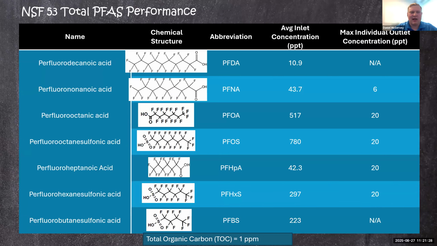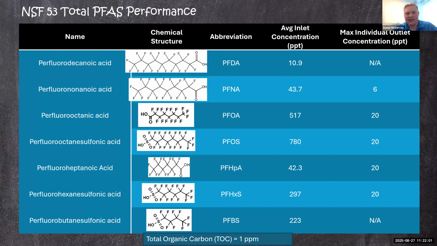So this is NSF 53 total PFAS performance testing. This is more typical of what point of use applications might look like, with NSF 53 tests that are, again, seconds of contact time. You can see our starting inlet concentrations, especially for contaminants like PFOA, PFOS, PFHxS, and PFBS, are very high. These are the main ones that are regulated and a lot of times being removed.